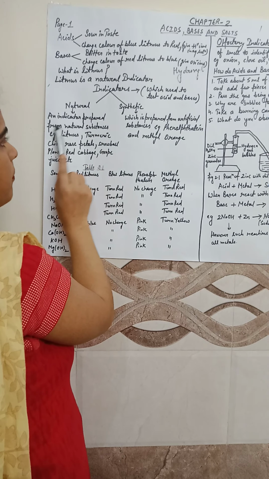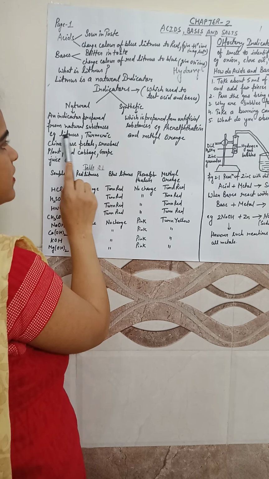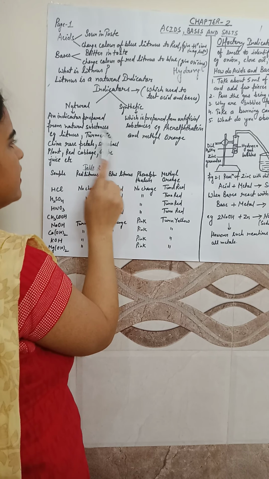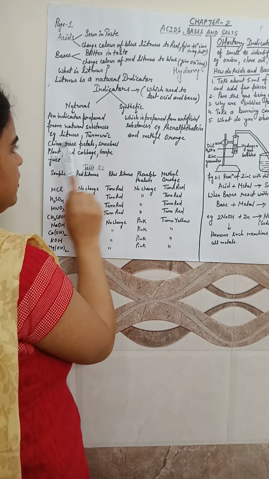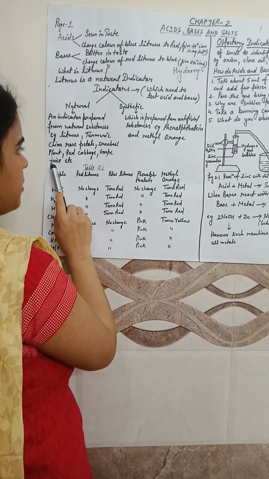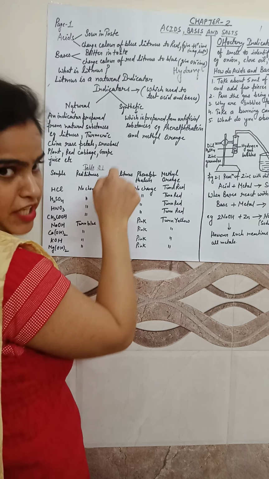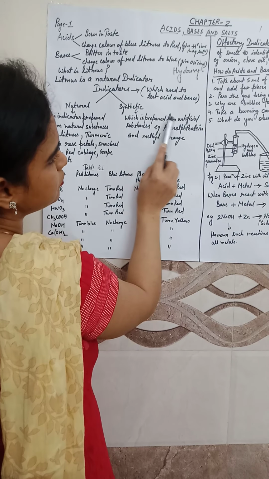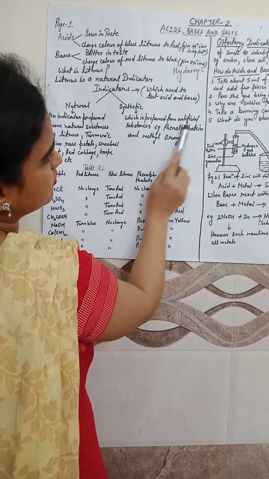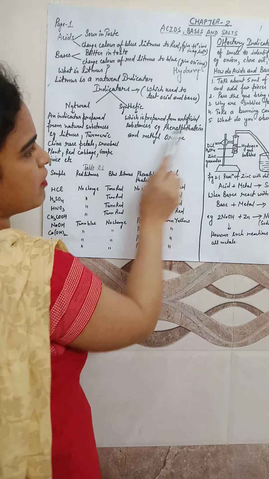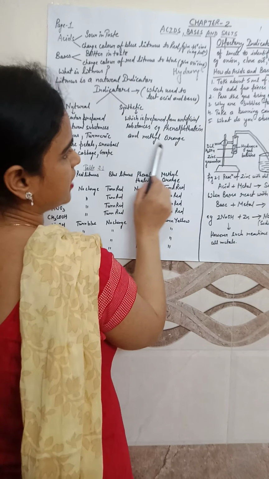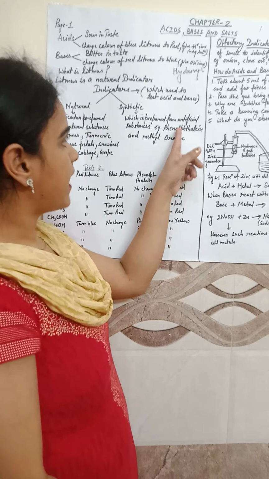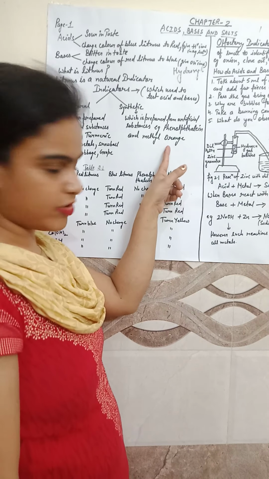What are natural indicators? An indicator prepared from natural substances, for example litmus, turmeric, China rose petals, red cabbage, grape juice, etc. These all are natural indicators. And synthetic indicators are those which are prepared from artificial substances, for example phenolphthalein and methyl orange. These are two synthetic indicators. And the third one is olfactory indicators.